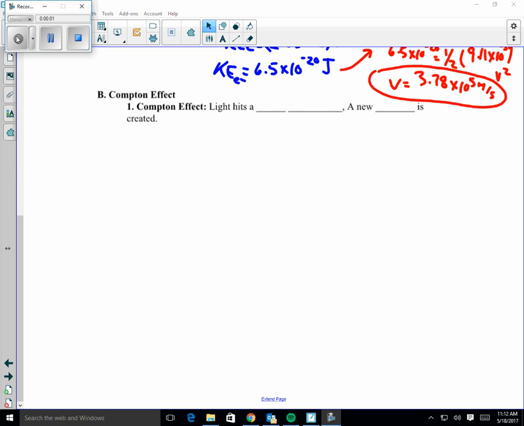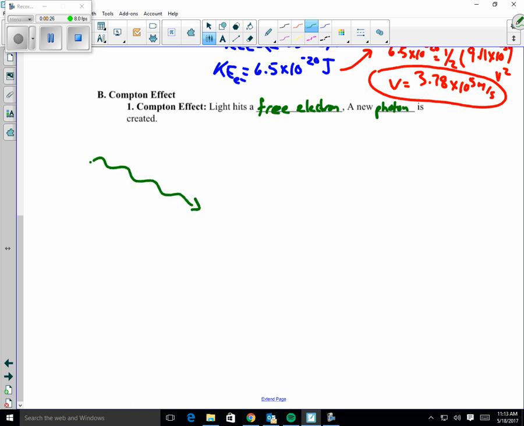Okay, the next part of our modern physics unit is going to be the Compton effect, which is very, very much like the photoelectric effect. Light this time hits a free electron, not an electron that's bound to the surface. And a new photon is created. So a picture of it is going to look like this.